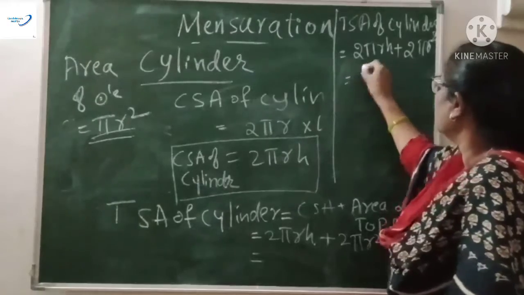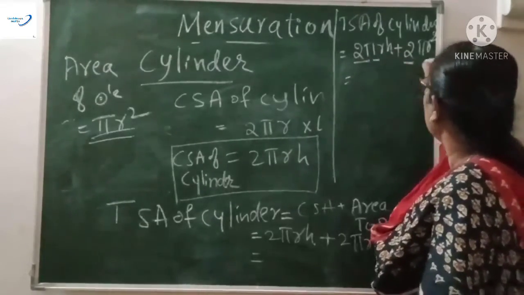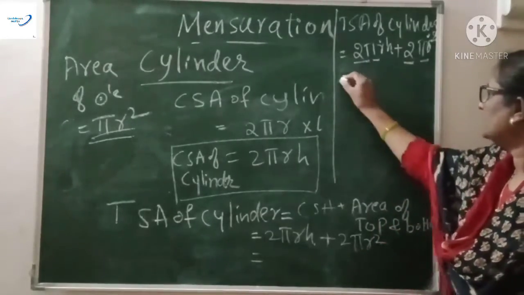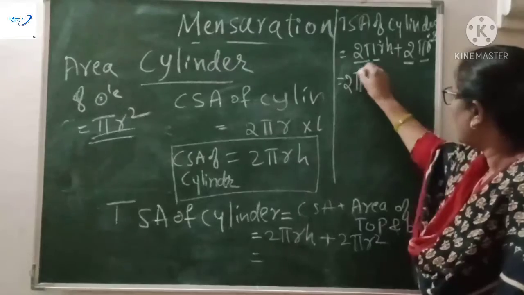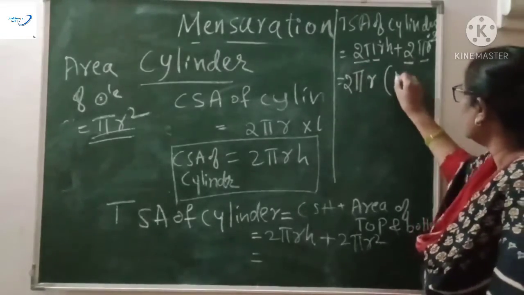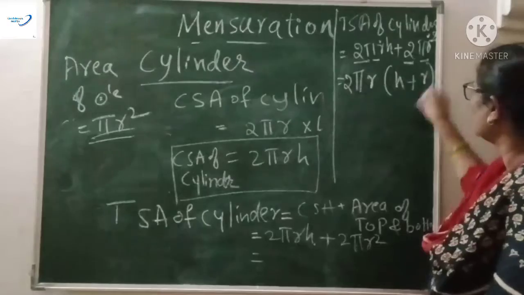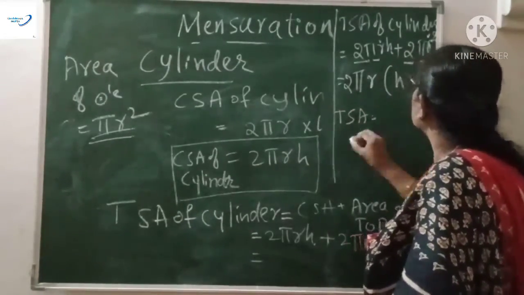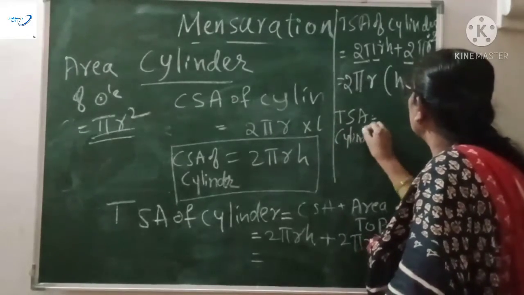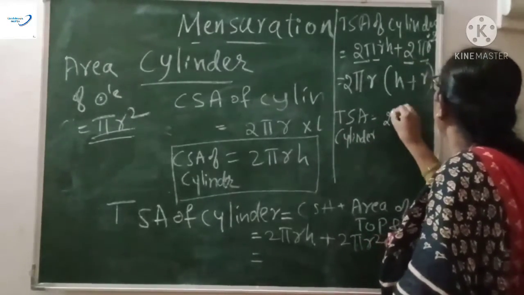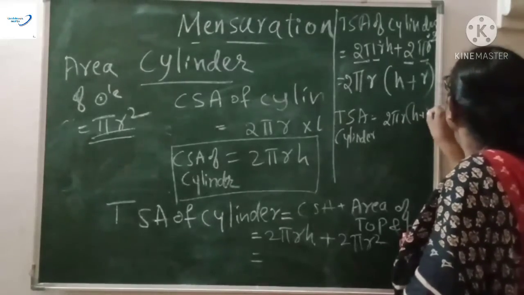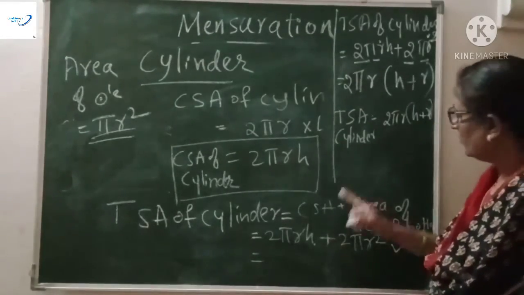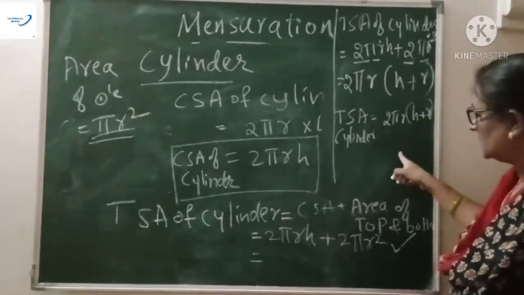Very simple. Look at this. 2 is common, pi is common, one r is common, and from r square we can take one r outside. What happens here? This is equal to 2 pi r. What remains here? h plus r. Yes, very simple. That means the total surface area of the cylinder is equal to 2 pi r times (h plus r). In exam, if you use this, it is also okay. If you are perfect with this calculation, you can proceed with it.